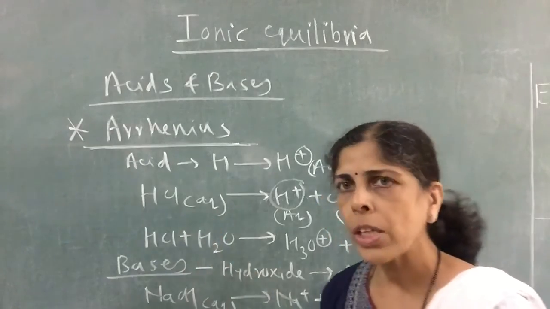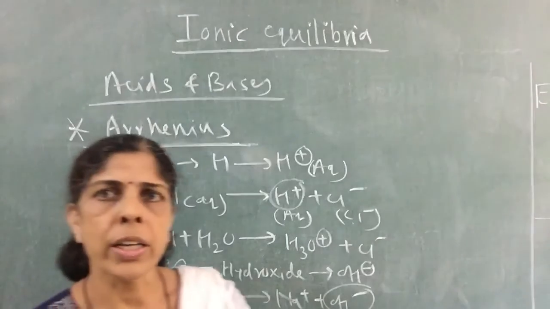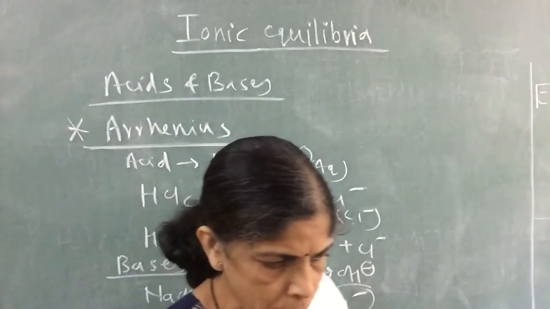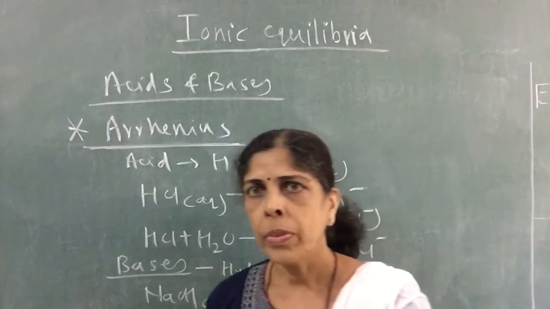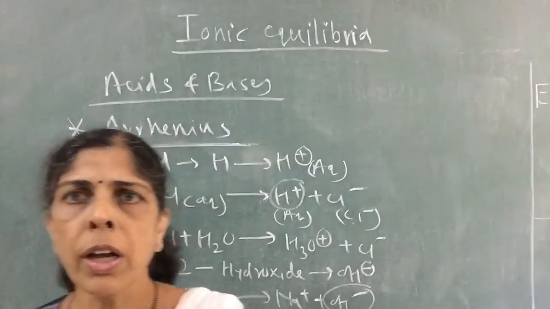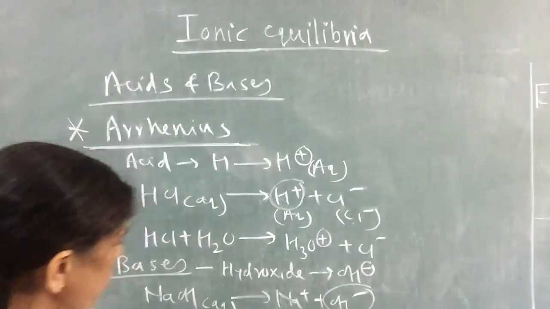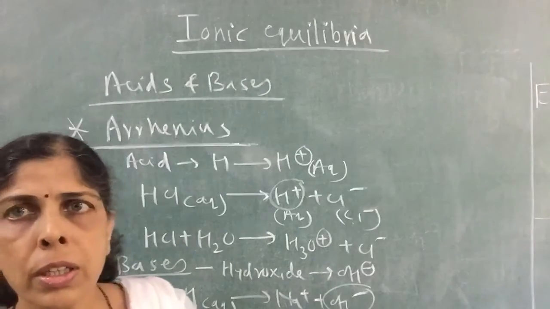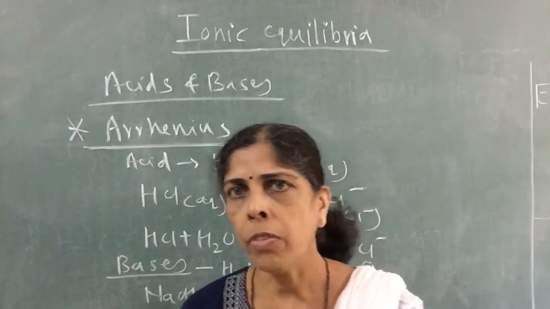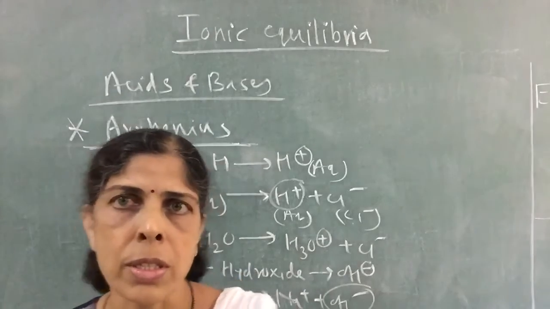Now there are certain limitations to Arrhenius theory. The very first limitation is it is applicable only for aqueous solution. And the second limitation: according to Arrhenius, bases are the substances which contain hydroxide group and which will produce OH minus ions, hydroxide ions, in aqueous solutions.